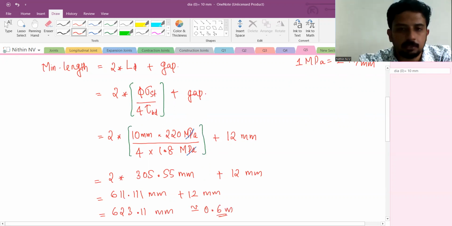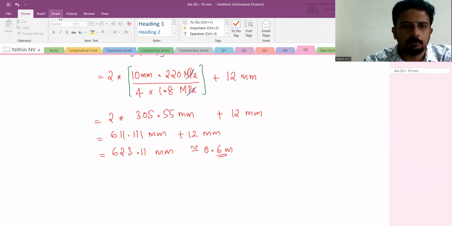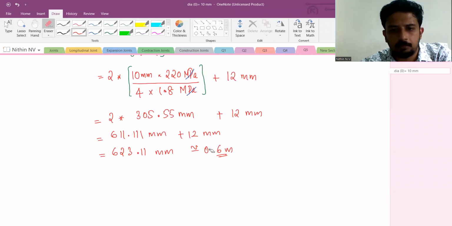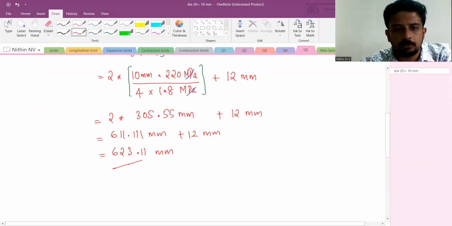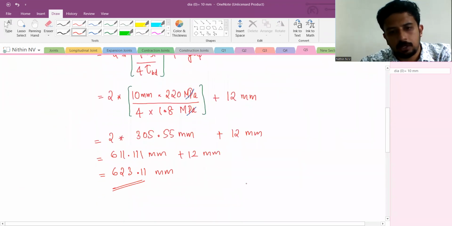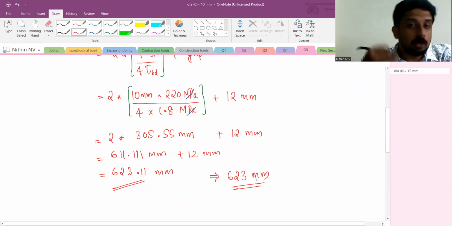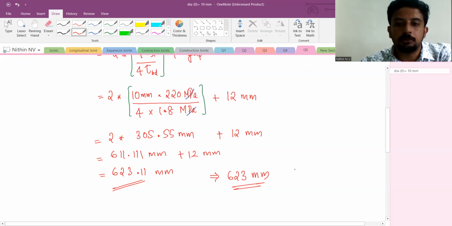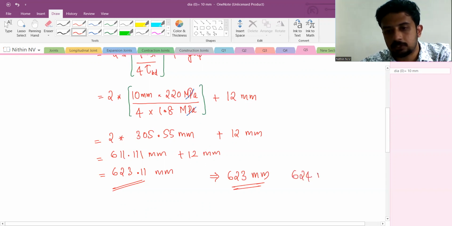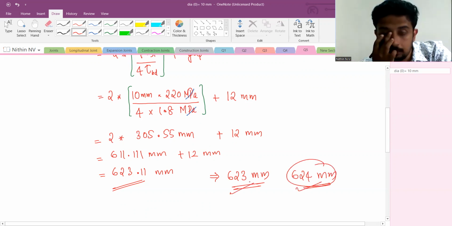In which unit they are asking, by the way? Oh, in mm only they are asking. Then no need to change it, leave it. Fine, in mm only they have asked. So 623.11, round off to integer, 623. That's it. Now logically speaking, you need to round off to the next integer, 624 mm. This is logically more correct, but 623 also they will be giving the answer, I mean they will be giving the mark.